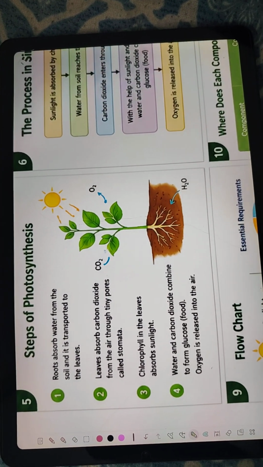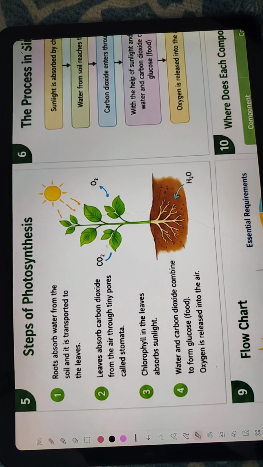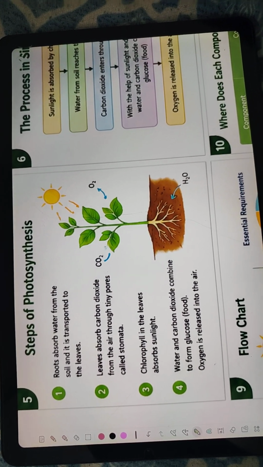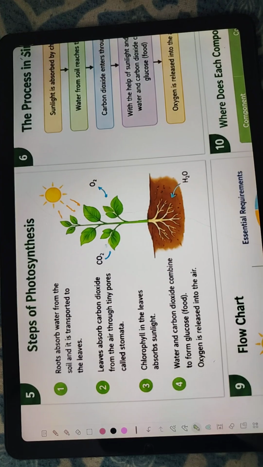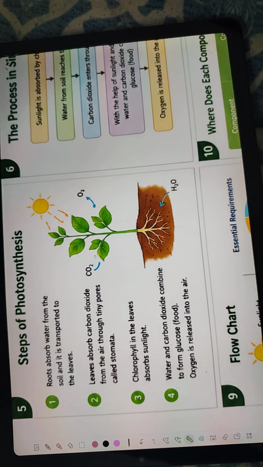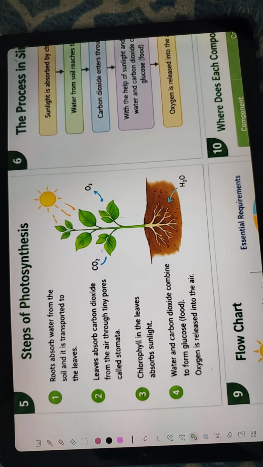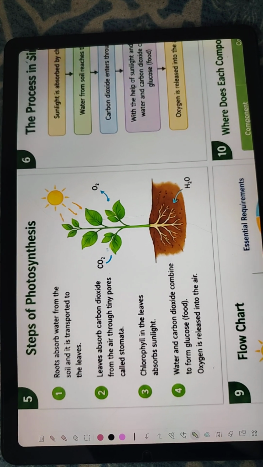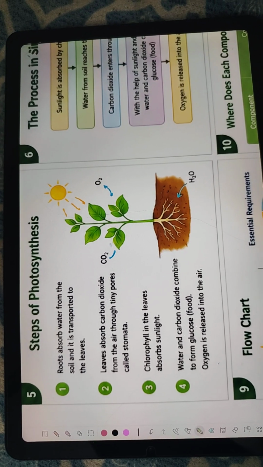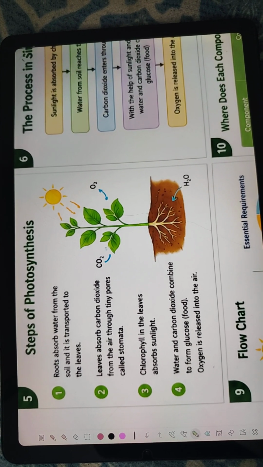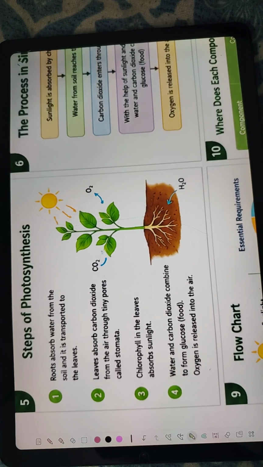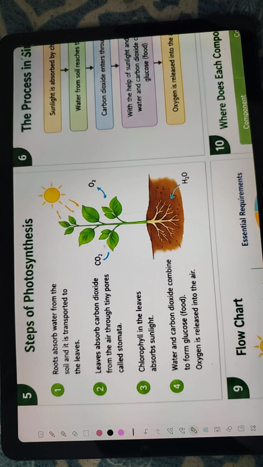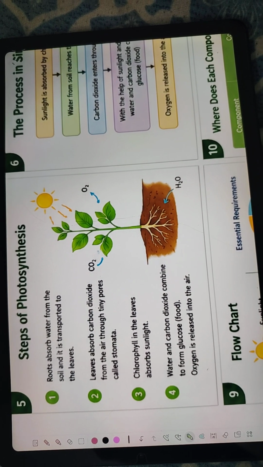So, steps of photosynthesis: roots absorb water from the soil and it is transported to the leaves. जो भी रूट्स रहते हैं प्लांट के वो वाटर को एब्सॉर्ब करता है और वो प्लांट में ट्रांसपोर्ट करता है टूवर्ड लीव्स. सो लीव्स में क्या है? क्लोरोप्लास्ट है. क्लोरोप्लास्ट सनलाइट को एब्सॉर्ब करेगा. जो लीव्स है, जो रूट्स है, वहाँ से वाटर आएगा एब्सॉर्ब होके वो लीव्स की तरफ ट्रांसपोर्ट होगा.